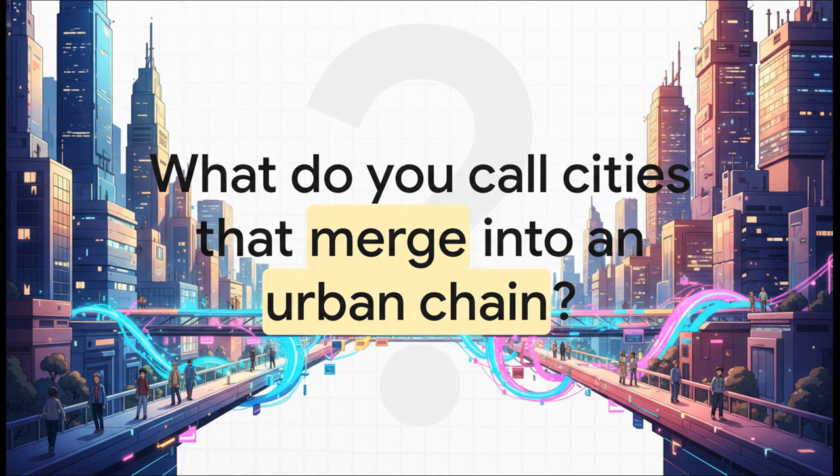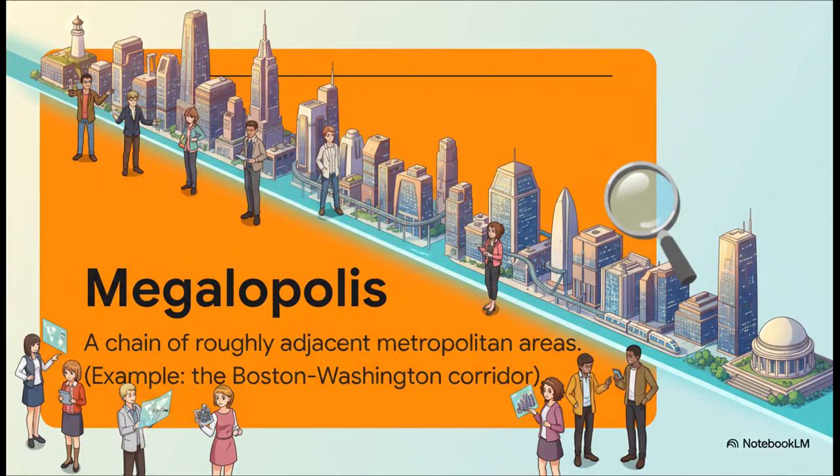But here's a question. What happens when these huge metropolitan areas just keep growing and growing until they start to kind of bleed into one another, creating this massive interconnected chain of cities? Is there even a word for that? Oh, absolutely. And the word is megalopolis. It's the perfect term for a massive urban corridor, like that famous stretch in the U.S. that goes all the way from Boston down to Washington, D.C. It's a completely different scale of city living.